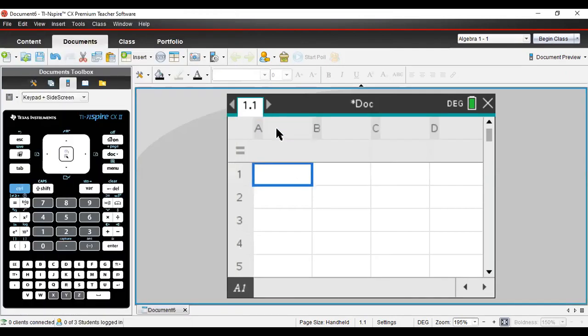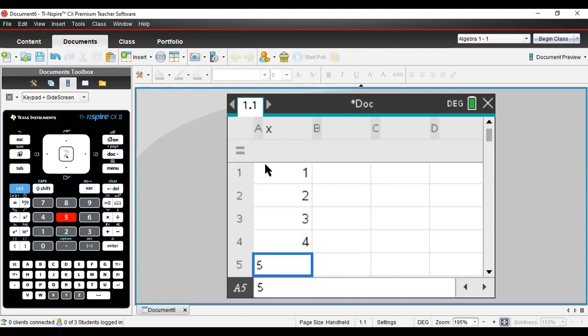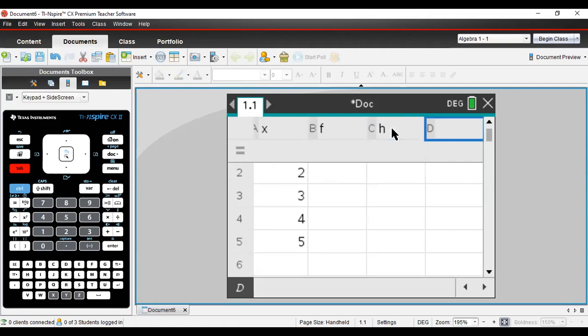So let's go back to the table. This is going to be the x column, and it's going to be 1, 2, 3, 4, 5. Boom, got it. And then I'm going to go over here, and this is going to be f of x. So I'm going to put an f here. This is going to be h of x. This is going to be k of x. And this is going to be p of x.